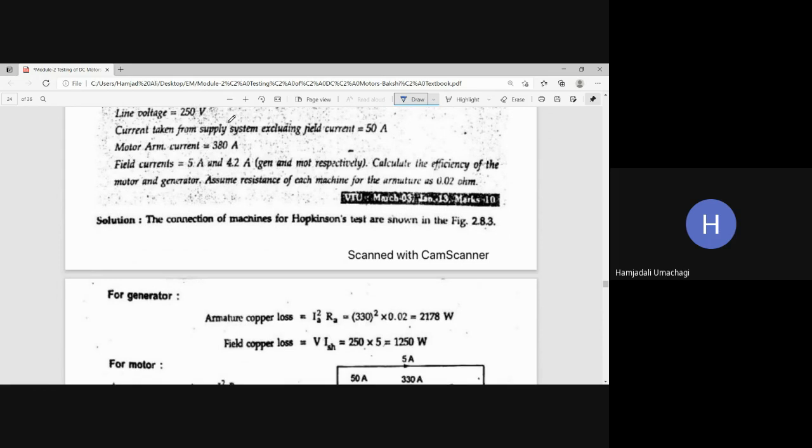So this is also an important question which is asked for 10 marks in the final VTU exam. And this is a problem based on the Hopkinson test excluding field winding method. Whatever we have discussed so far was the Hopkinson test including field winding method, but now this problem is based on the Hopkinson test excluding field winding method. So here we first draw the circuit diagram, and whatever formulas there are for the Hopkinson test excluding field winding method, we should make use of those formulas and solve the problem. Okay, first let us see the solution here.